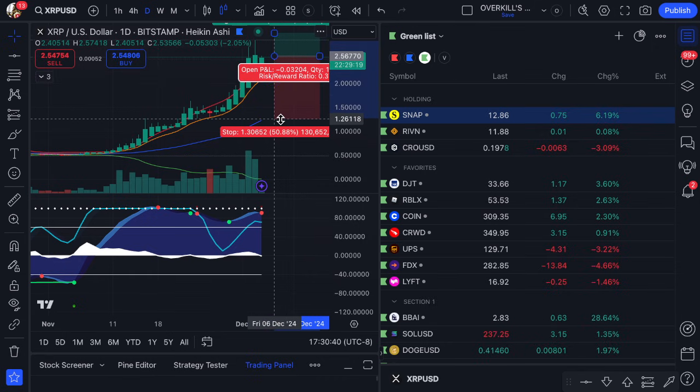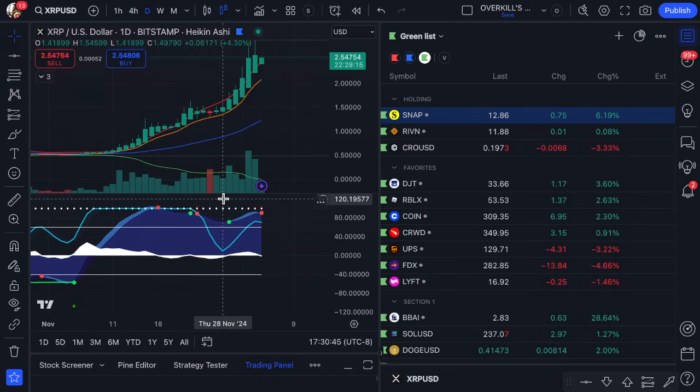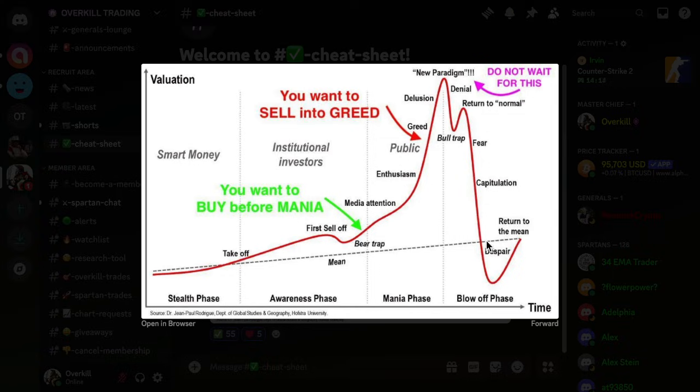If this thing gets cut in half and comes back down to the monthly moving average, which always happens, I mean, it always pulls back. Everything always retraces into the moving average. It always happens. One of these dips always happens.